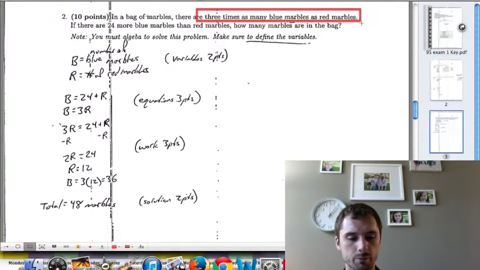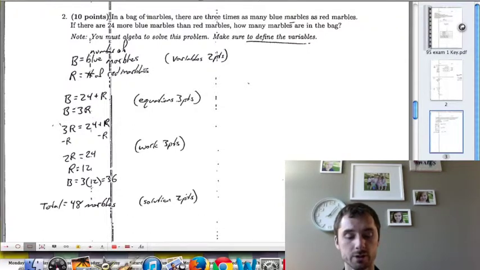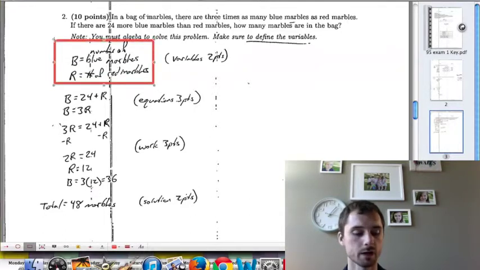So it says, in a bag of marbles, there are 3 times as many blue marbles as red marbles. If there are 24 more blue marbles than red marbles, how many marbles are in the bag? So here we're led to assume that we have blue marbles and red marbles, and they're both in the bag together. And that's all that we have in the bag. So here I say, okay, I'm going to say B is equal to the number of blue marbles, R is equal to the number of red marbles.